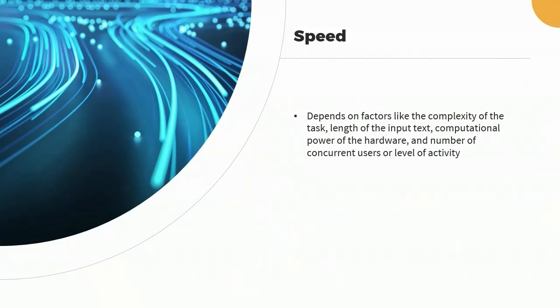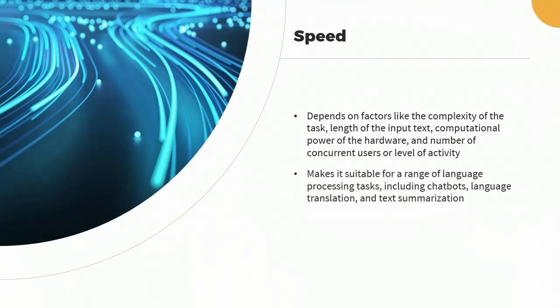Not only can ChatGPT take user input and generate high-quality output, it's also optimized for speed and efficiency, enabling it to respond quickly in near real time. However, its speed does depend on factors like the complexity of the language processing task, the length of the input text, the computational power of the hardware, and the number of concurrent users or the level of activity on the system at any given time. ChatGPT's speed and efficiency make the model suitable for a wide range of language processing tasks, including chatbots, language translation, and text summarization.